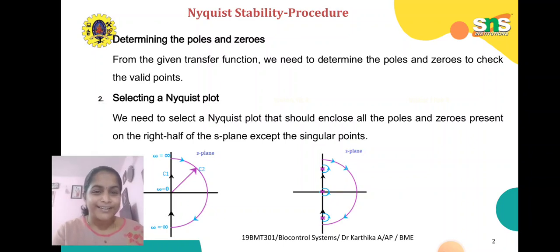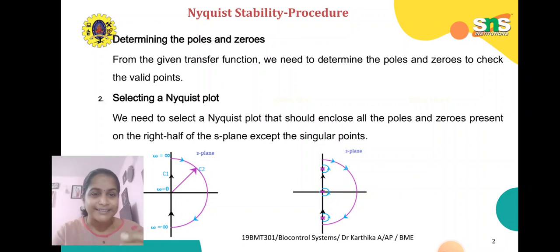First of all, we have certain procedures to find out the Nyquist stability of a system. First thing, determine the poles and zeros. From the given transfer function, we need to determine the poles and zeros to check the valid points. Selecting a Nyquist plot, we need to select a Nyquist plot that should enclose all poles and zeros present on the right half of the S-plane except the singular points.